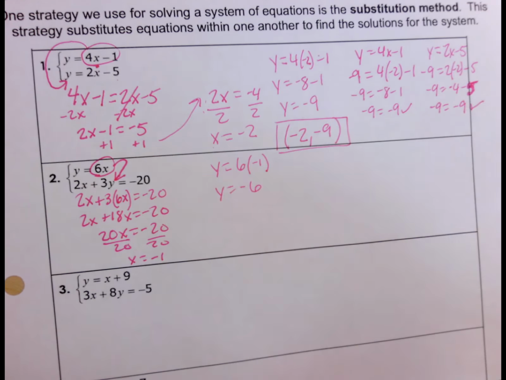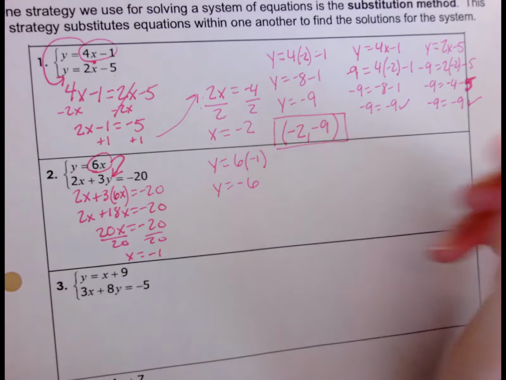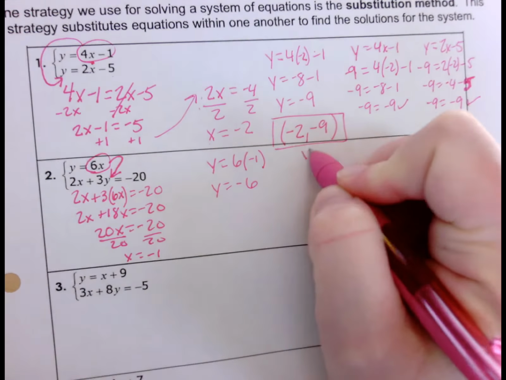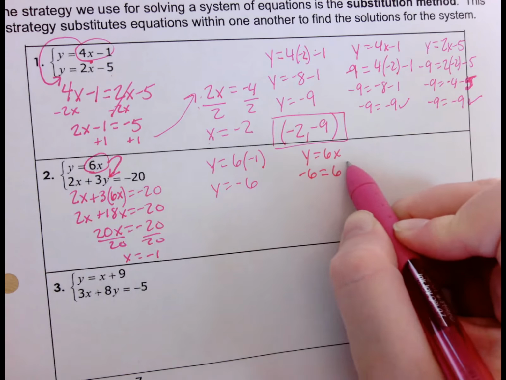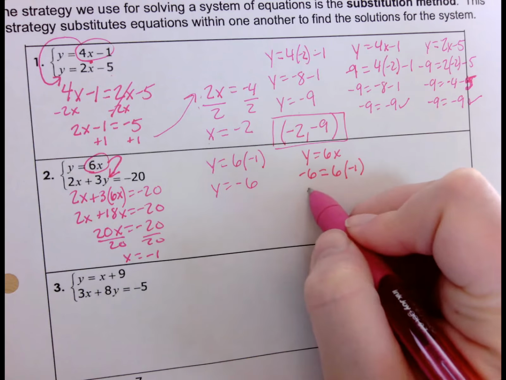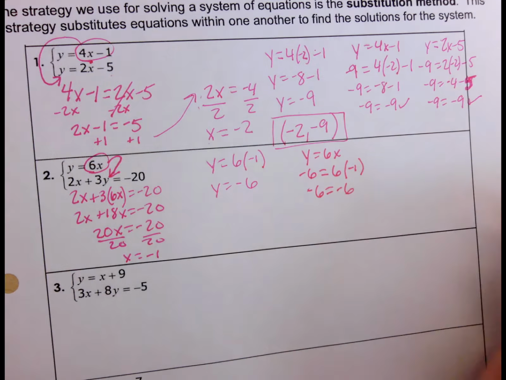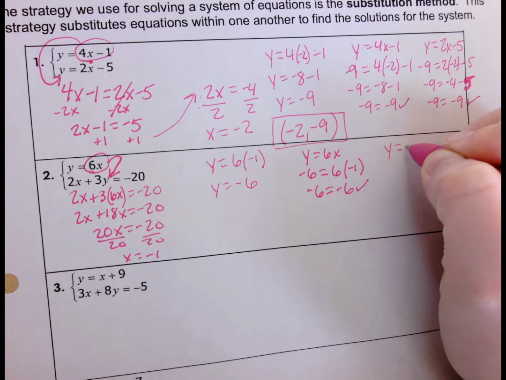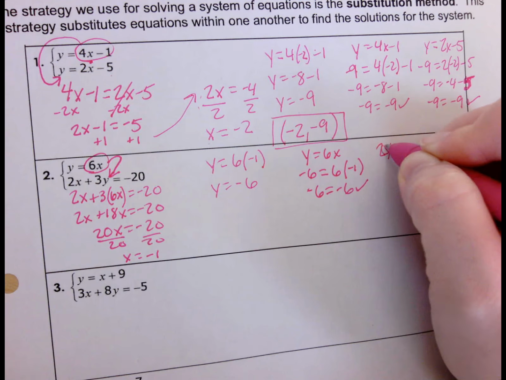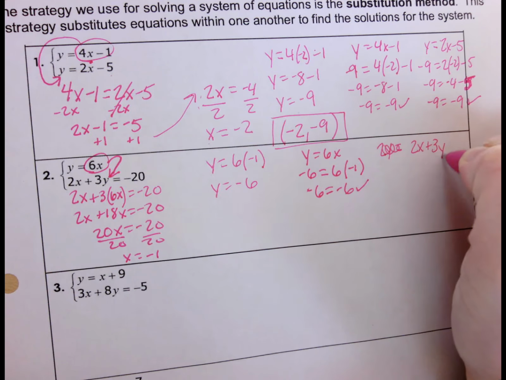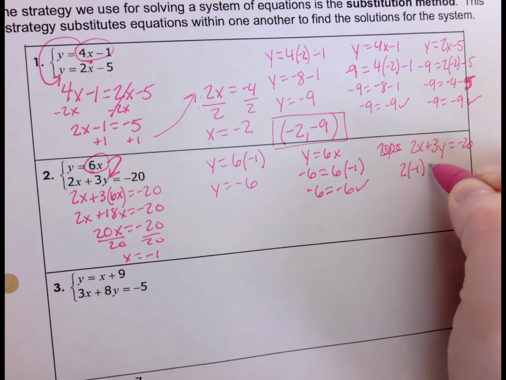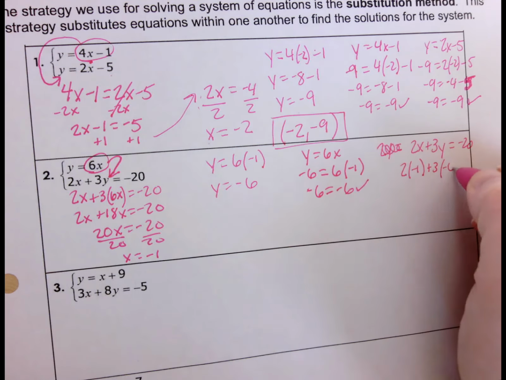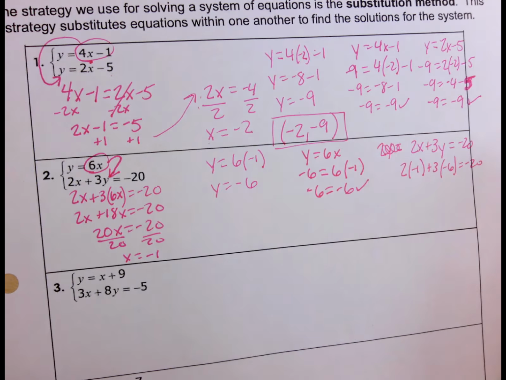So I'm going to take that, and I'm going to check my work. So in the first equation, y equals 6x, I'm going to plug in negative 6 for y, and for x, I'm going to plug in negative 1. And I find that negative 6 is equal to negative 6, so that one works. Then I'm going to do the same thing with the other equation. So write that again. 2x plus 3y is equal to negative 20. So in place of the x, I'm going to plug in negative 1. And in place of y, I'm going to plug in a negative 6. And then I'm going to check to make sure that those work.